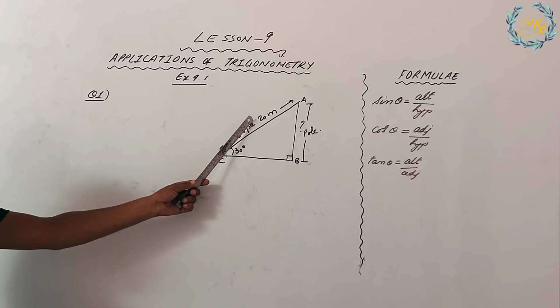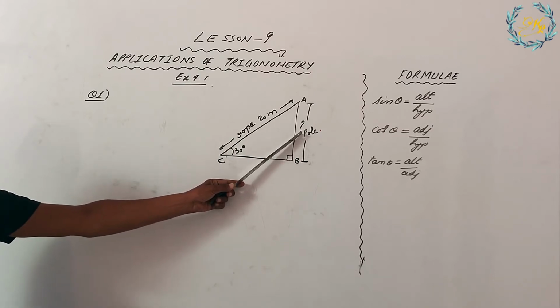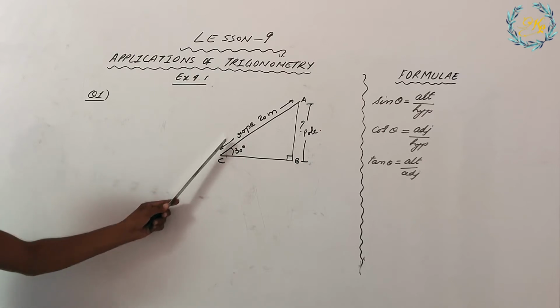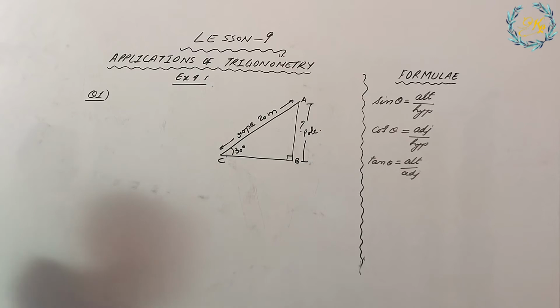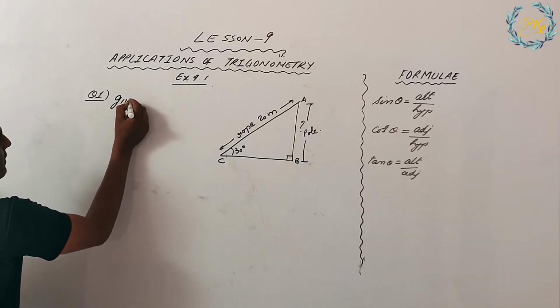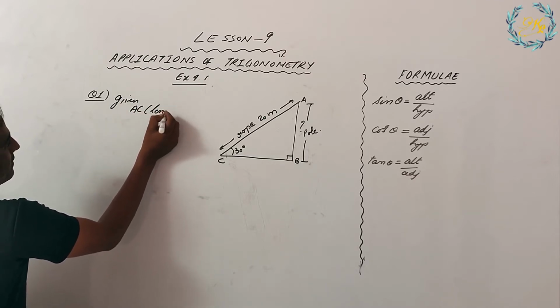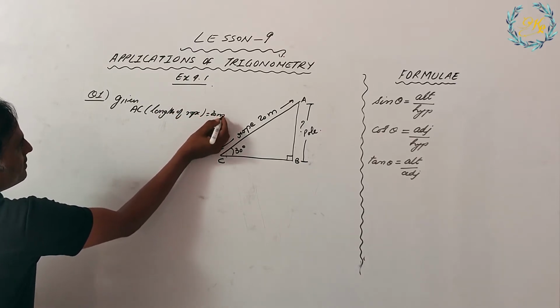What is given to us? First of all, we have to find the height of the pole, and the angle made by the rope with the ground, the level of ground, is 30 degrees. We will start the sum with the values given first. What all is given to us? We will write given: AC, the length of rope, is equal to 20 meters.